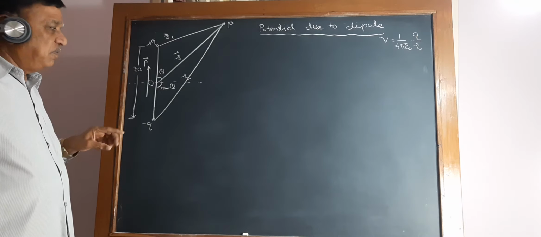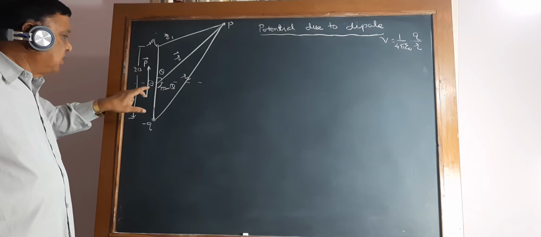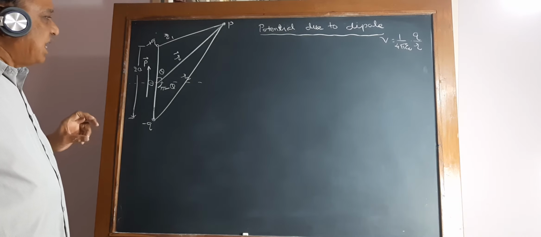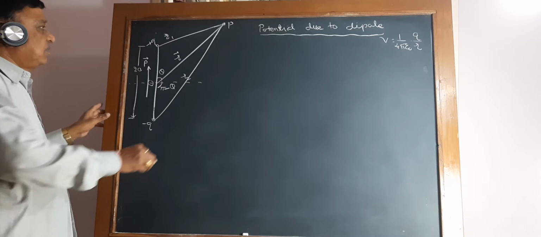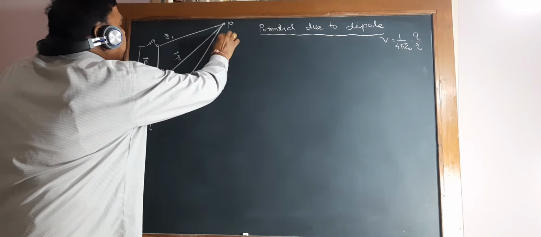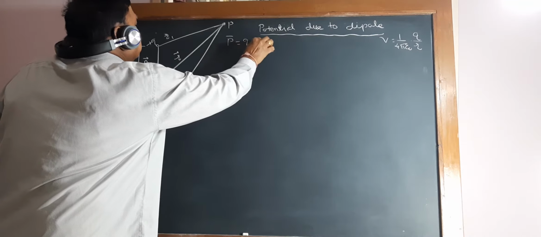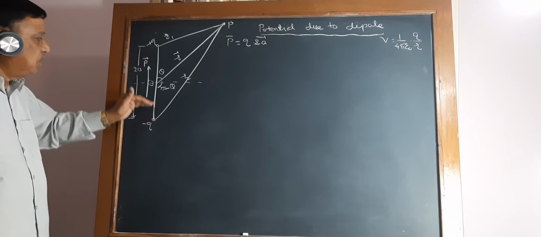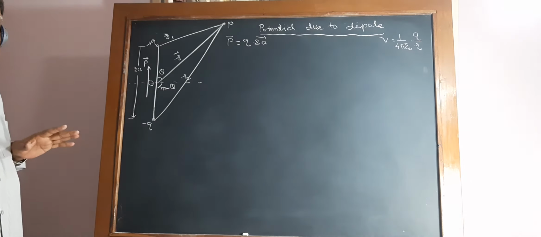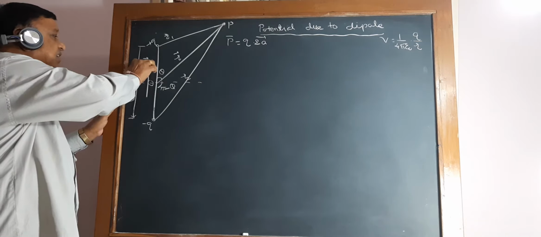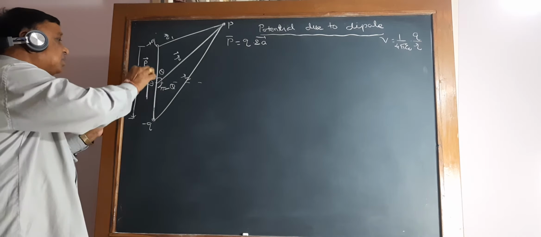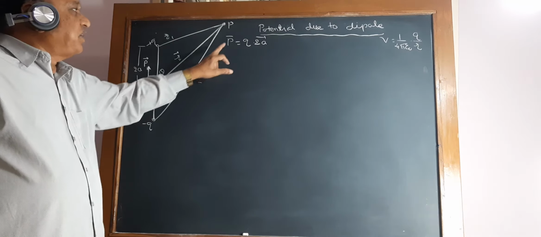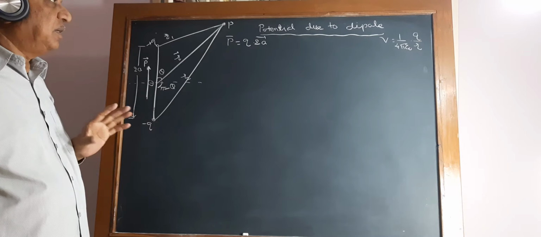Now we have selected the midpoint at the origin, and the dipole moment P equals Q into 2A, directed from negative Q to positive Q, minus Q to plus Q. It is a vector directed from minus Q to plus Q, given by Q into 2A.